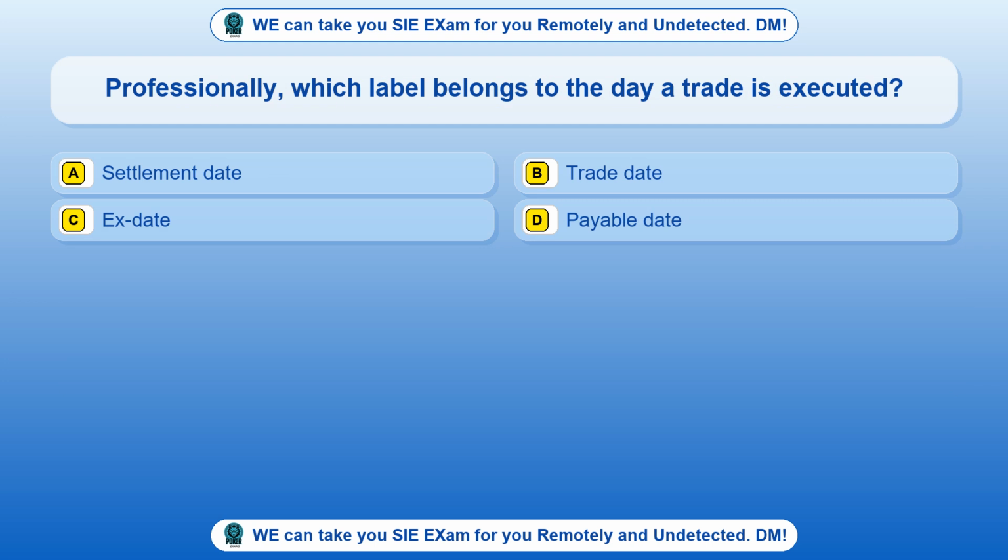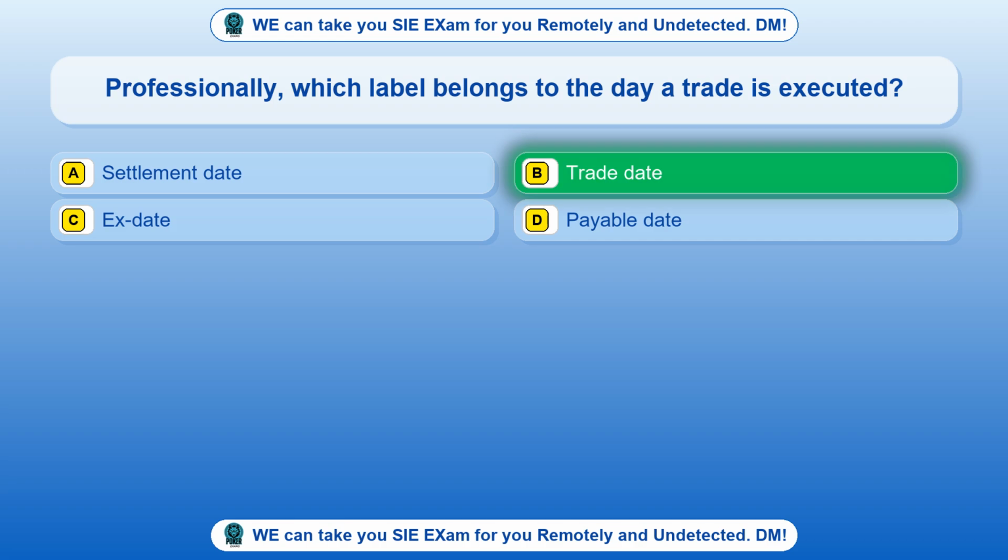Question 58. Professionally, which label belongs to the day a trade is executed? Option A, settlement date. Option B, trade date. Option C, X date. Option D, payable date. The correct answer is option B, trade date.